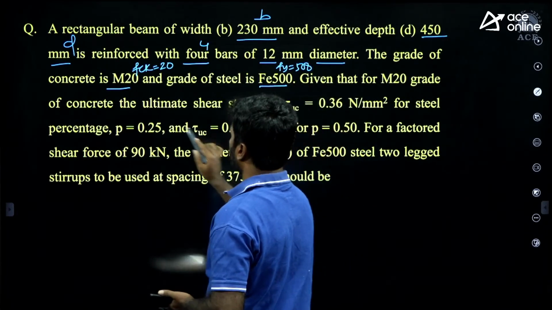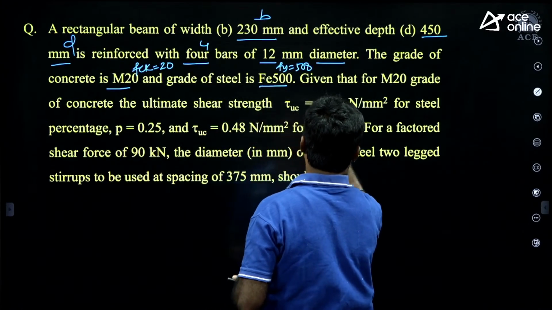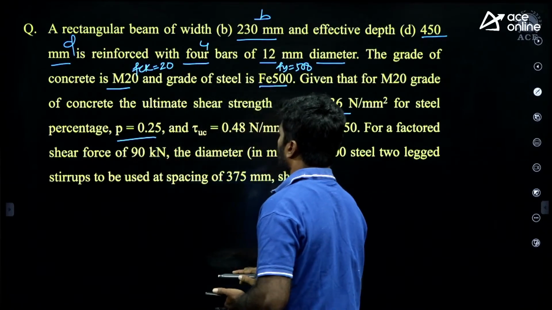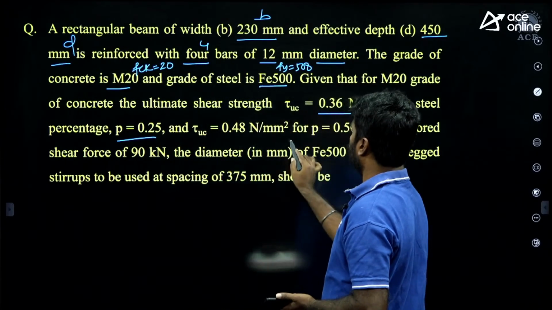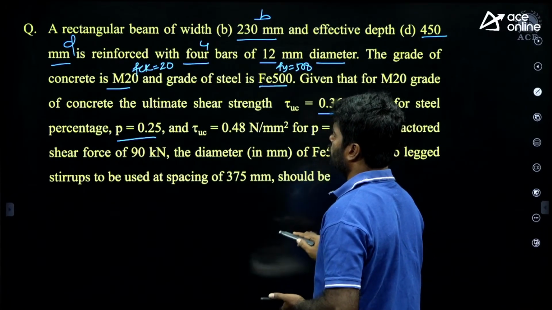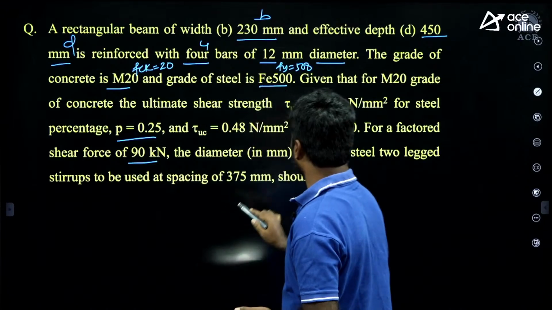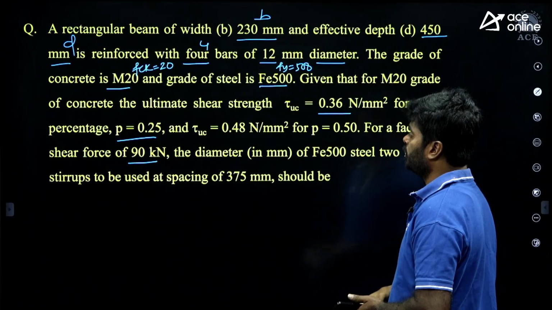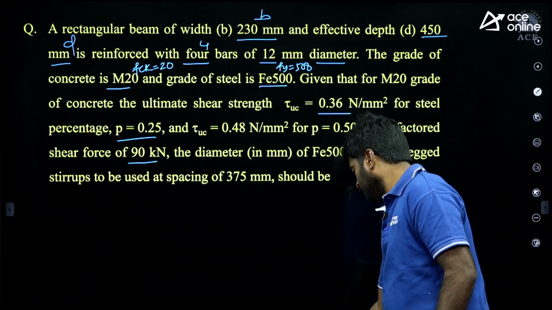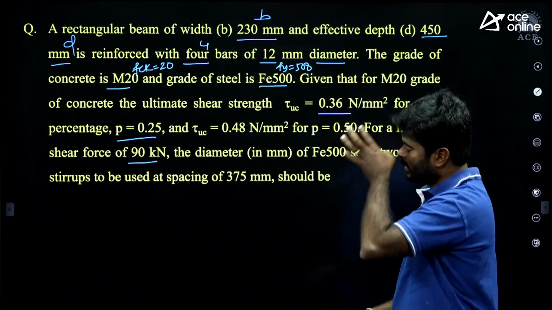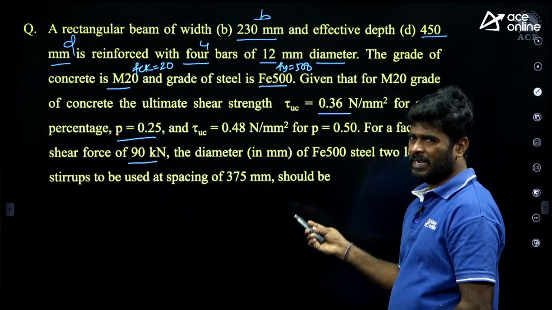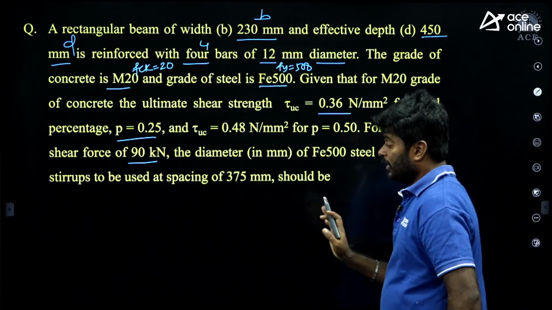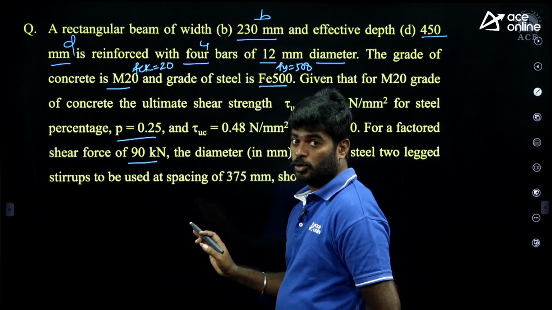Given that for M20 grade concrete, the ultimate shear strength tau c equals 0.36 Newton per mm square for steel percentage p equals 0.25, and tau c equals 0.48 for p equals 0.5. For a factored shear force of 90 kilonewton, the diameter in mm of Fe 500 steel 2-legged stirrups to be used at a spacing of 375 mm. I have modified it here, small changes I have done. Already it is a previous year GATE question, just I have modified the data. If I modify the data, my dear, the solution will also change.